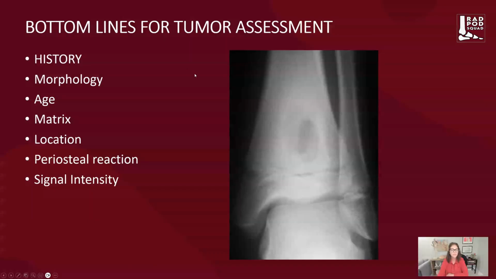The bottom lines for tumor assessment: we want to know the history. Did you have a malignancy in the past? The morphology of the lesion. What are the borders of it? What is the age of the patient? Is there matrix that we can define? Is it chondroid or osteoid or fibrous? Where in the bone is it? Is it in the cortex? Is it in the intramedullary space? Does it have a periosteal reaction? And what are its signal intensities? These are all important features.